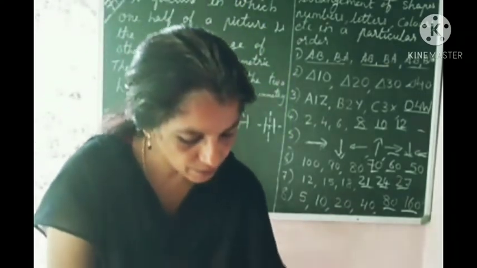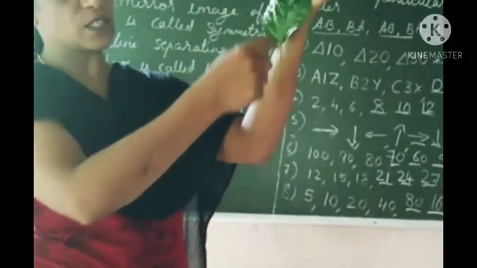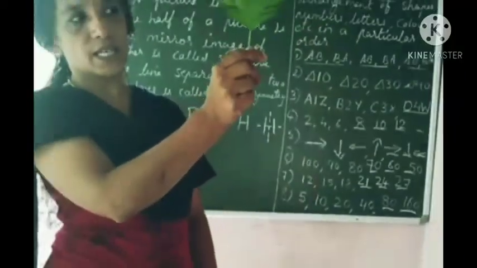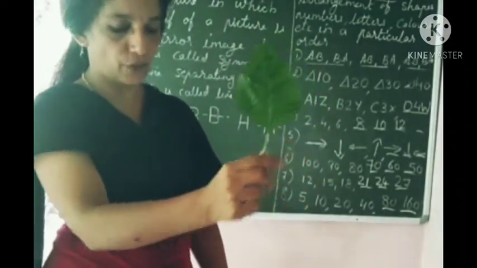Then another picture, this one. Can you divide this into 2 halves? Yes, we can divide it this way. Then we can say this one is symmetrical. This is a symmetrical leaf.